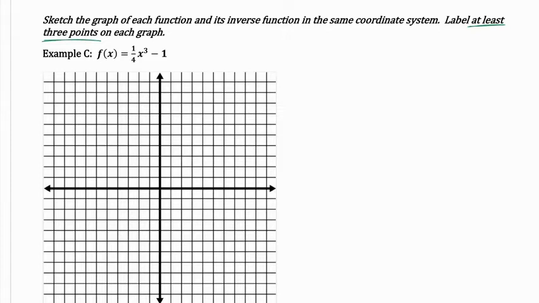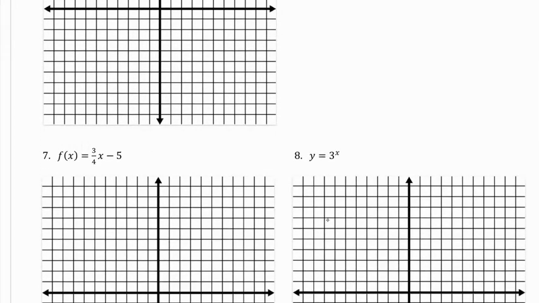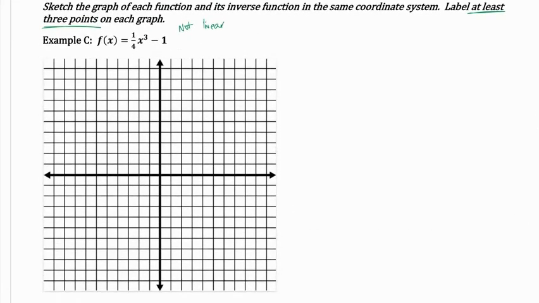Now this is not a linear function, right? So that means I can't just use y equals mx plus b. When you get down here to like number 7, that's 3/4 x minus 5. That's just a linear equation, so you can use slope-intercept there. 3 to the x, that's an exponential equation, so you won't be able to use y equals mx plus b on that one. Either way, you can always just make a table of values anytime you're trying to graph.